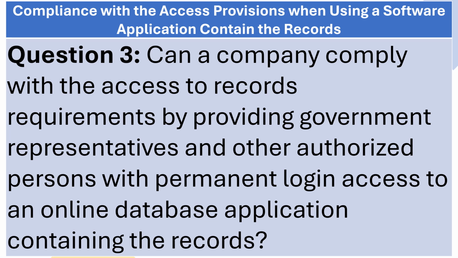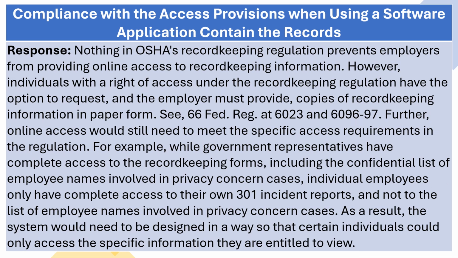Question 3. Can a company comply with the access to records requirements by providing government representatives and other authorized persons with permanent login access to an online database application containing the records? Response: nothing in OSHA's record-keeping regulation prevents employers from providing online access to record-keeping information. However, individuals with a right of access under the record-keeping regulation have the option to request, and the employer must provide, copies of record-keeping information in paper form. See 66 Federal Register at 6023 and 6096-97.